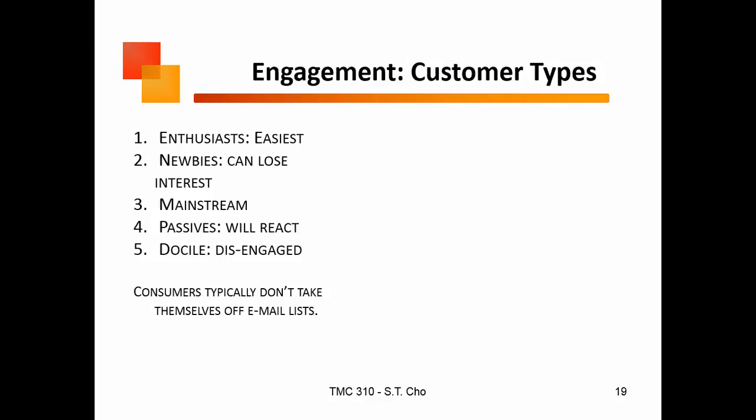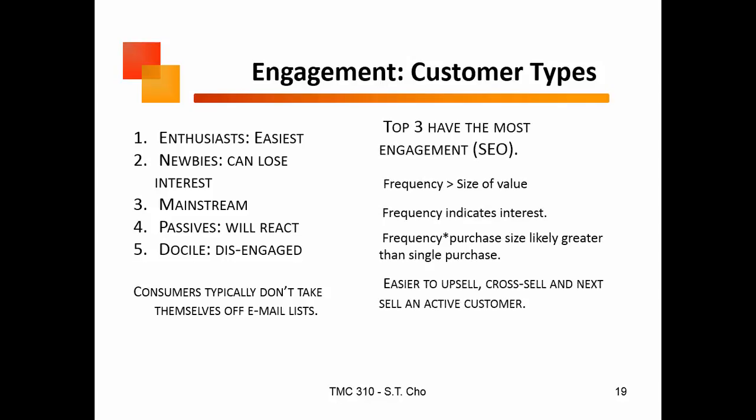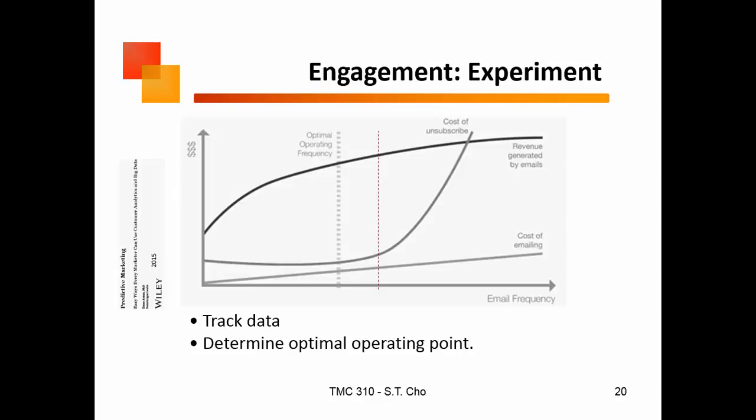So what are my customer types? I could have anyone from enthusiasts all the way to people who are docile. I look for enthusiasts, newbies, and mainstream, who are the people I'm going to get the most engagement from. And so I want to look at the frequency of what they do, because it's easier for me to upsell them, sell them something more expensive or more of something. Cross-sell them, which is on different characteristics, or next sell. And so in the next lecture, I'll start talking about engagement.